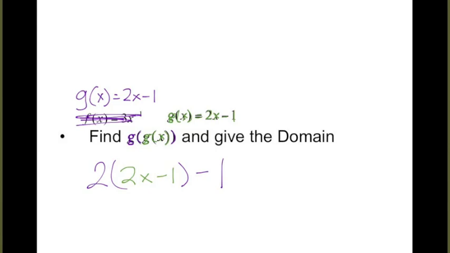Then we need to do some cleaning. What do we need to do here to clean this up? Distribute the 2. So I get 4x minus 2 minus 1, which is 4x minus 3.